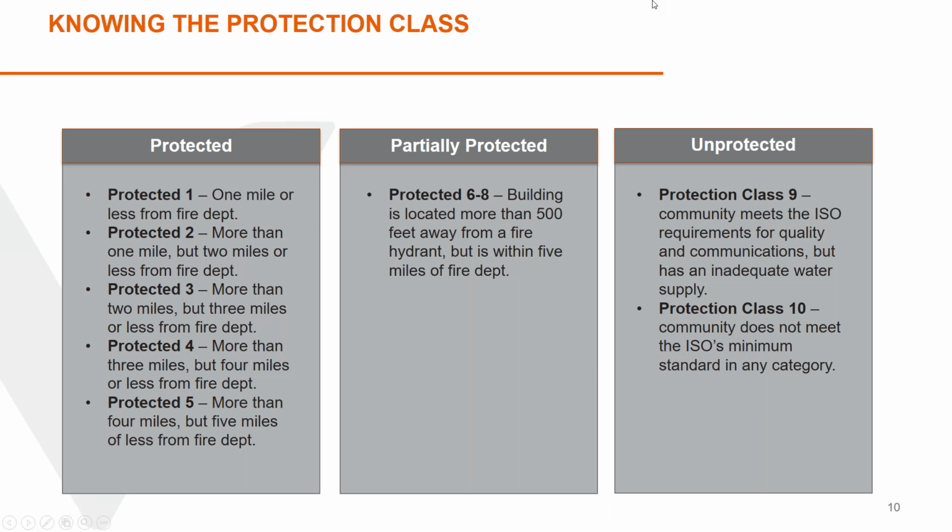Then you have our favorite friend, the protection class 9 and 10. Those are unprotected, and you can see what happens there. 10 doesn't even meet the minimum standard. So 10 truly doesn't meet any standards of any of this. It's the worst, and it's hard to get insurance on protection class 10 higher value structures.